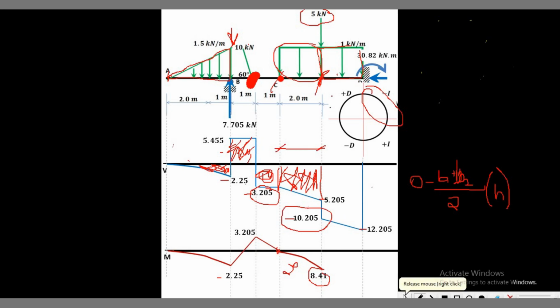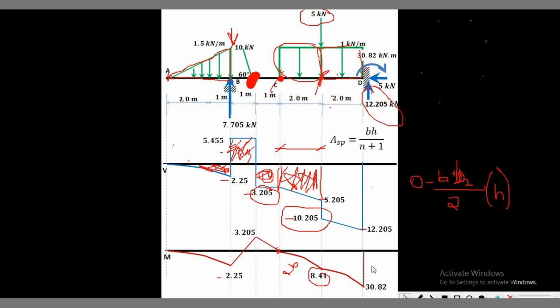Pa-double check na lang po. Then, lastly, 3.85. Paki-double check man dagiti nga values kung tama. Jay.